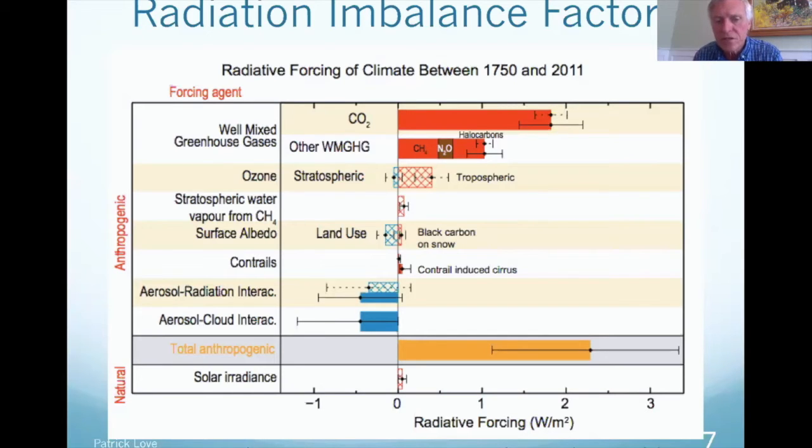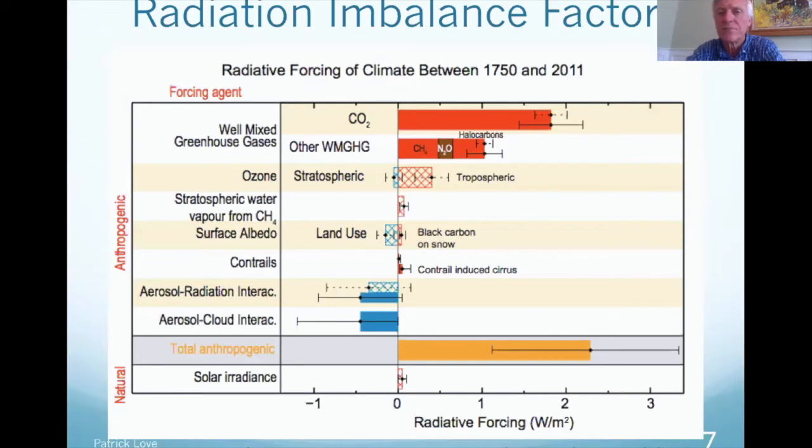Now, if you look at the total anthropogenic, which means basically caused by man, if you look at the total amount, it's a little over 2 watts per square meter, maybe 2.2, but a very large error bar that goes all the way down close to 1 watt per square meter and all the way up close to 3 watts per square meter. Now, where do these forcings come from? How do we get these forcings?